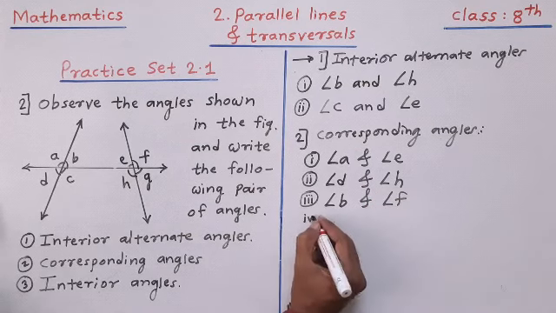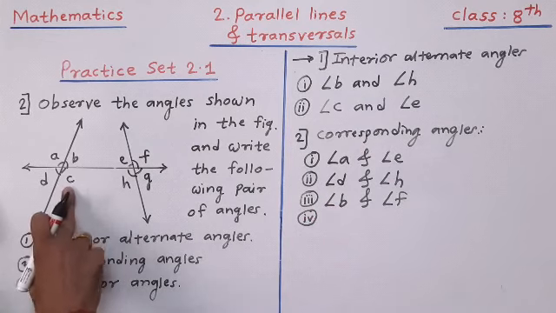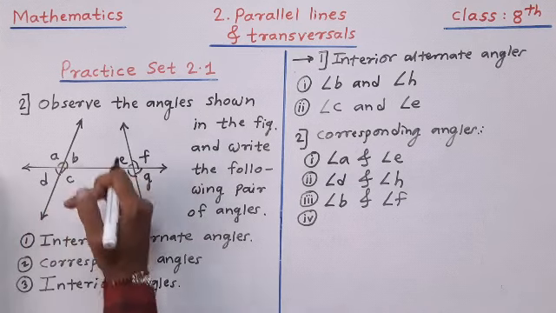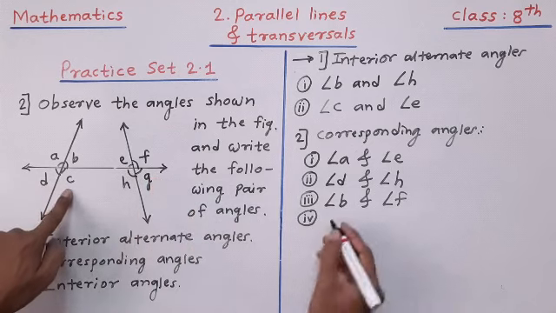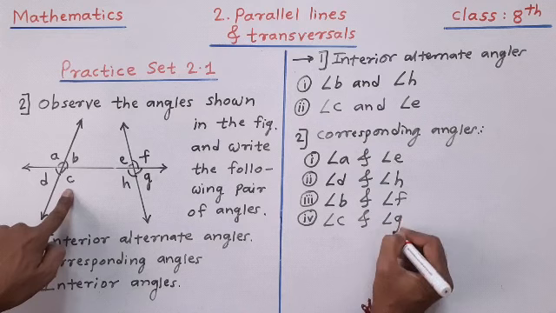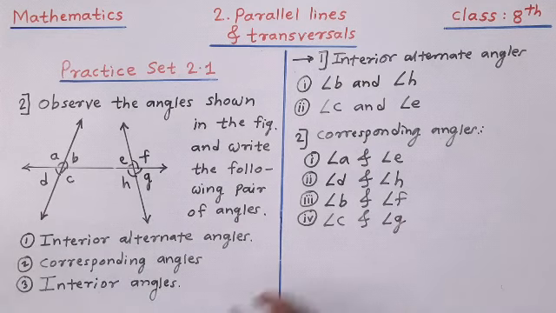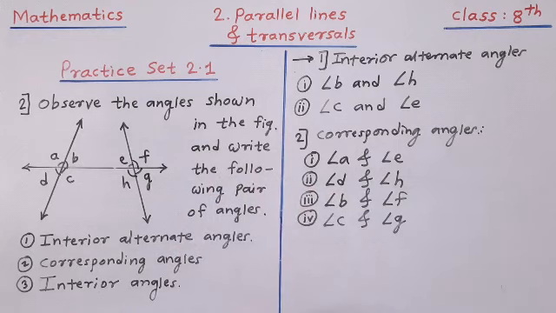And the fourth pair, the last pair of the corresponding angles. Angle C remains here. If C is below the line, on the same side of the transversal, G is below the line. So angle C and angle G are corresponding angles. In this way, 4 pairs can be written with the help of a figure. Very easy.